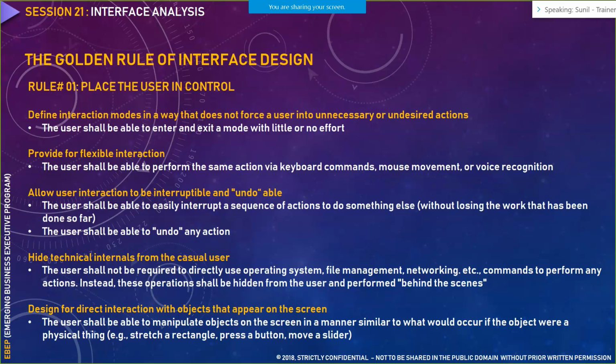Then you have to provide flexible interactions like keyboard commands, mouse movement, or voice recognition, whichever would be convenient for the user. So you need to provide those flexible interaction mechanisms. You need to allow user interaction to be interruptible and undoable. The user shall be able to easily interrupt a sequence of actions and do something else without losing the work that has been done so far. The user shall be able to undo any action.